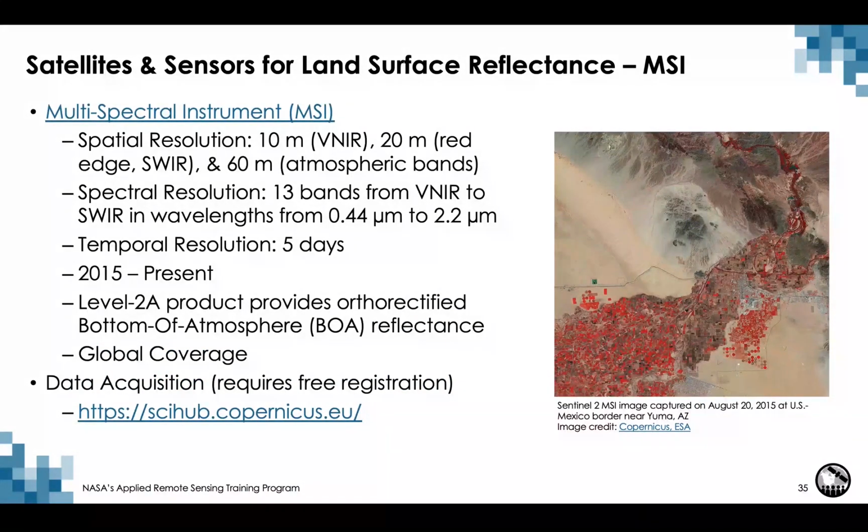The global acquisitions of high spatial resolution multispectral images with a high revisit frequency make the bottom of atmosphere products very useful for crop type classification, detection of tillage, yield modeling, and multi-sensor fusion. The 3 bands 5 to 7, that capture vegetation red edge at 20 meter spatial resolution, are especially useful for agriculture and vegetation applications. The Level 2A product provides orthorectified bottom of atmosphere reflectance and can be acquired at the link provided at the bottom of the slide. The data is free, but you have to register an account with Copernicus.